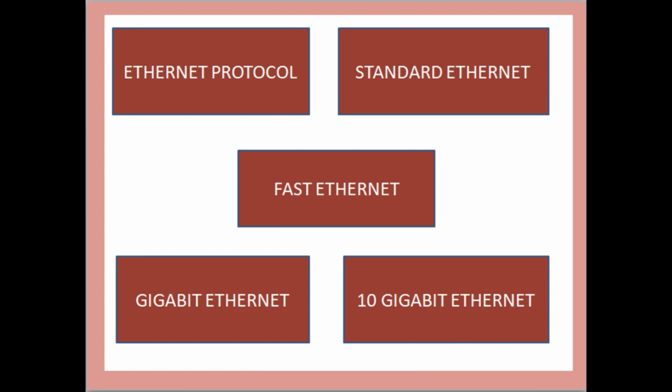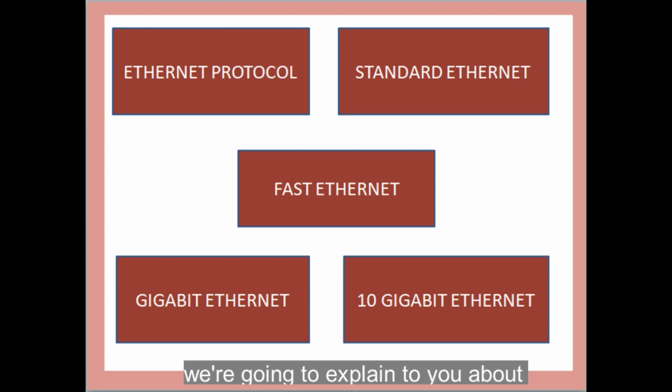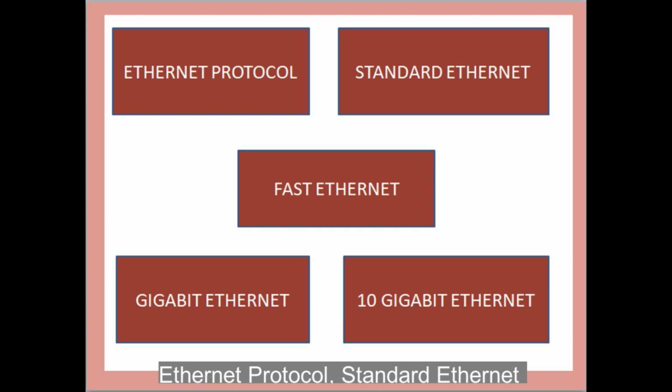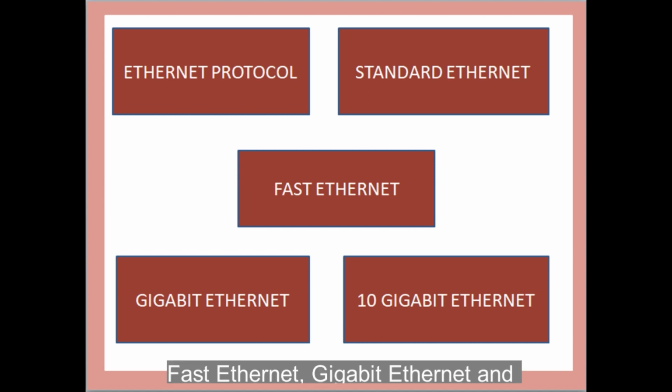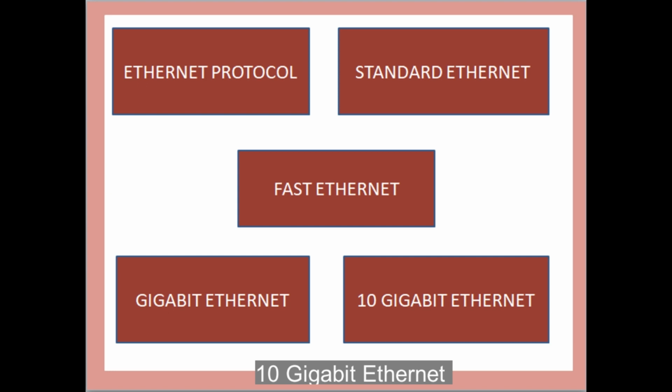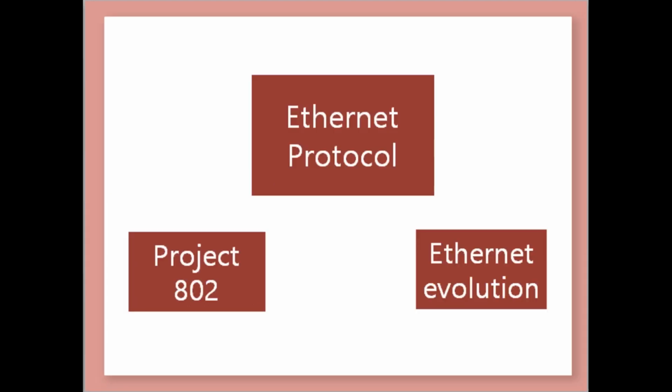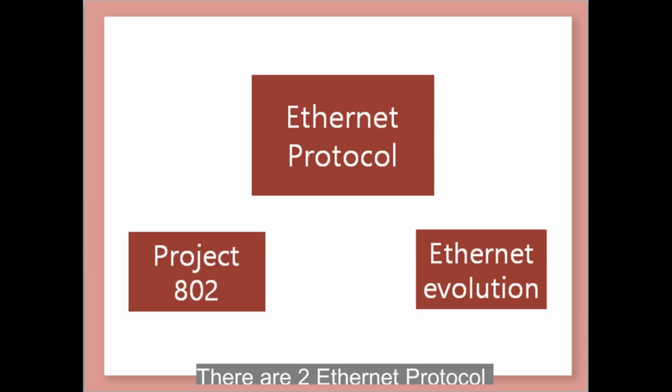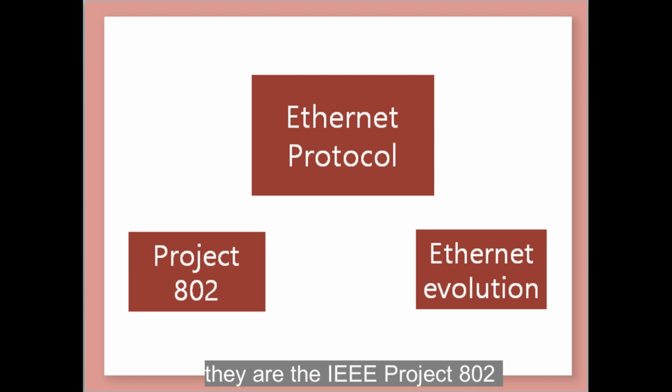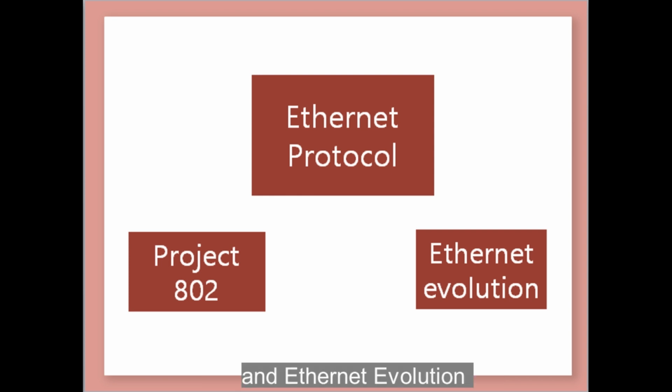In this chapter, we are going to explain to you about Ethernet protocol, standard Ethernet, fast Ethernet, gigabit Ethernet, and 10 gigabit Ethernet. There are two topics: the IEEE Project 802 and Ethernet evolution.